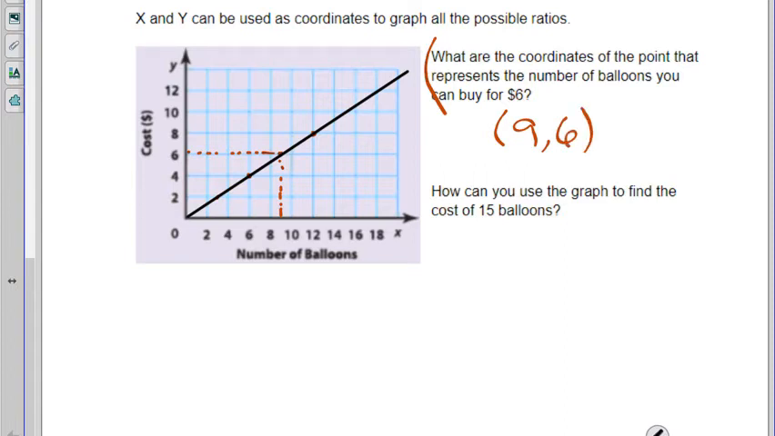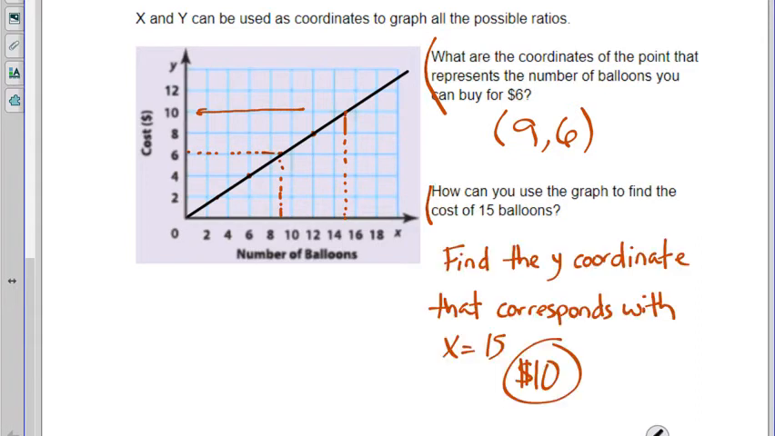The next question says, how can you use the graph to find the cost of 15 balloons? Well, I come over here to 15 and I go up on my graph and it looks like it's $10. So we're going to find the y coordinate that corresponds with x equals 15.